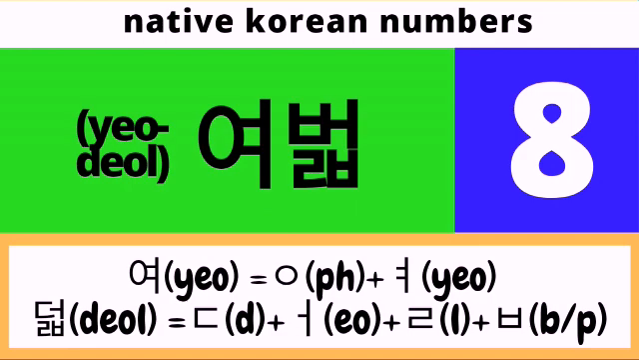How do we spell yodol in Hangul? Let's start with the first syllable. To be able to write the syllable yo, we need to draw first a placeholder iyang, followed by a yo character. Take note that PH stands for placeholder. The second syllable dol will be written by drawing first a dikit character, followed by an o character, followed by a real character, and lastly, a biup character.